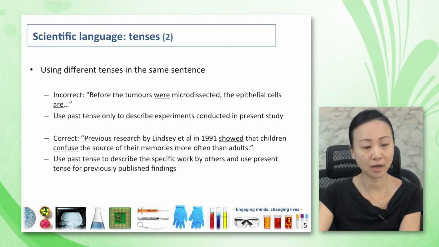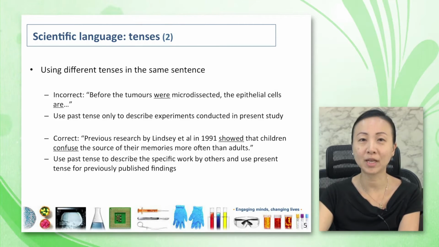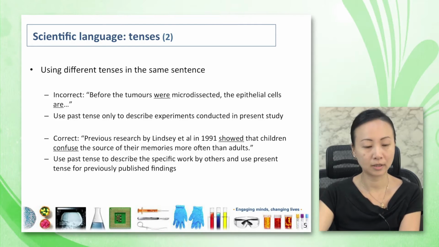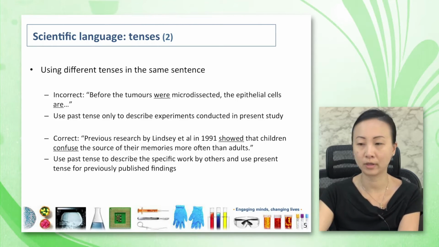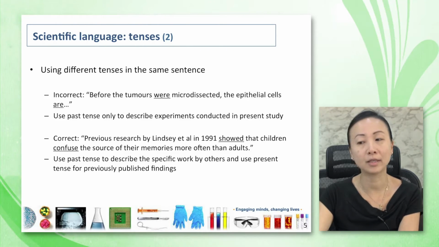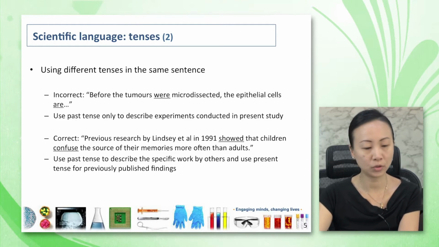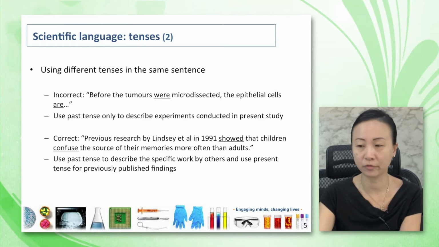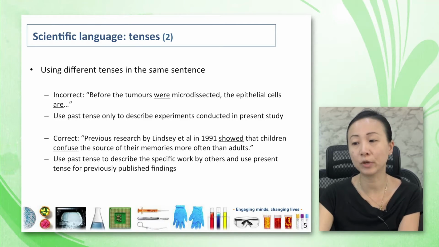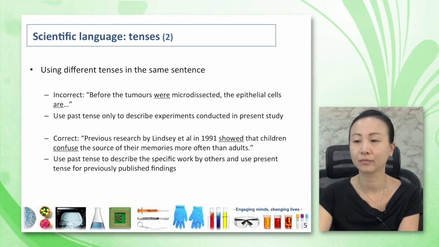In this second example, the past and present tenses are correctly used in the same sentence. The past tense is first used to refer to a specific work by others. In this case, the specific work is Lindsay et al. in 1991. And then the present tense is used to describe the previously published finding. In this case, the previously published finding is children confuse the source of their memories more often than adults.